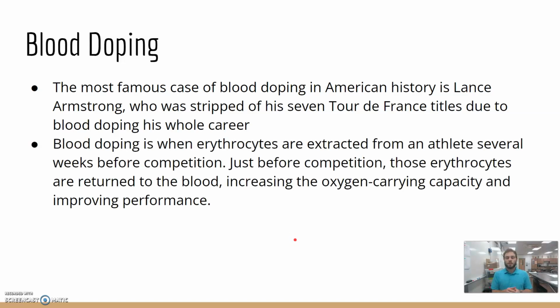Blood doping occurs when an individual is going to have a bunch of extra erythrocytes. Basically, you have your blood drawn several weeks before competition. If you're Lance Armstrong, you have the Tour de France in 2 months, so you get blood drawn. Those erythrocytes are frozen and kept in an area where they're kept alive but frozen, just kind of inert. Then just before competition, you warm them up and return them back into your blood.